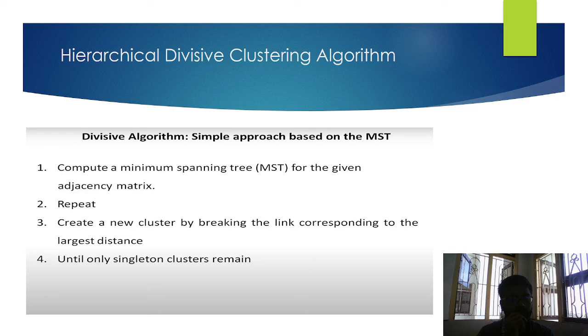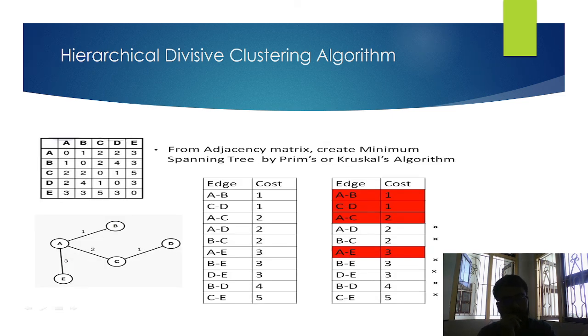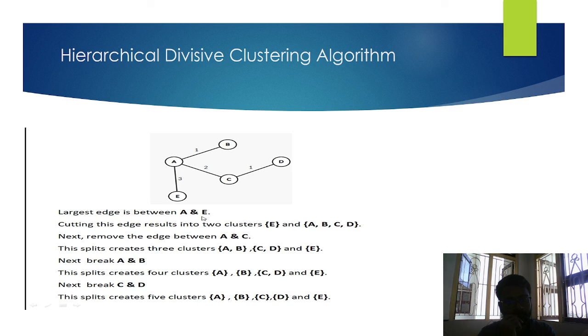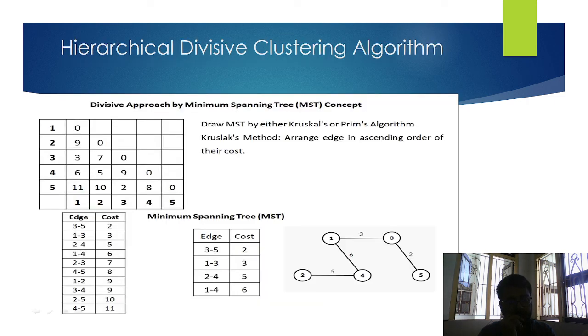We continue this process by breaking down the largest edge until we get the satisfying criterion, or until we get singleton clusters. We have discussed some examples. In this example, first we break down A and E, which is the largest one, and then we break down A and C, which is the next one. We break down like this and form the clusters. This is the approach we have used.